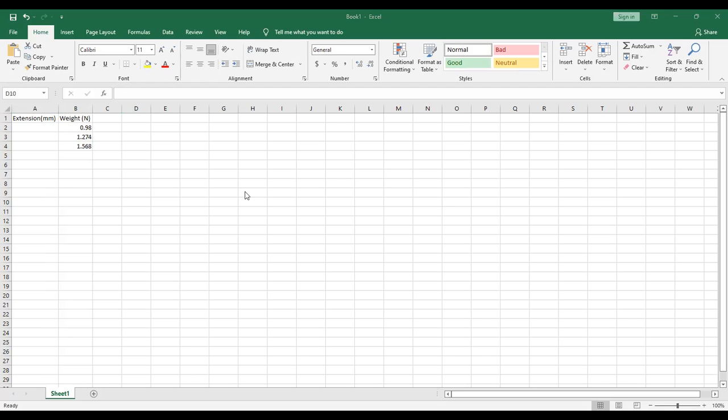Extension is 17, 22, 27. You know, the x-axis is extension, and the y-axis is the force. In this case, force is weight. Weight means gravitational force, gravity. And this is a force.